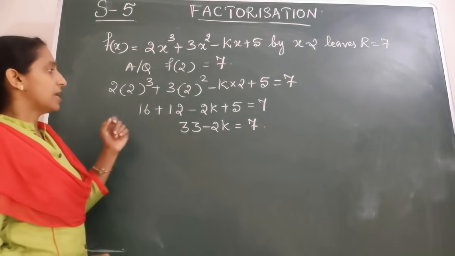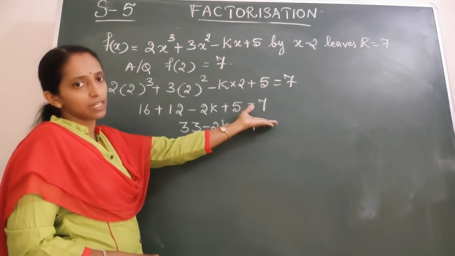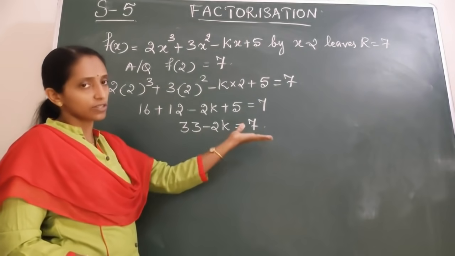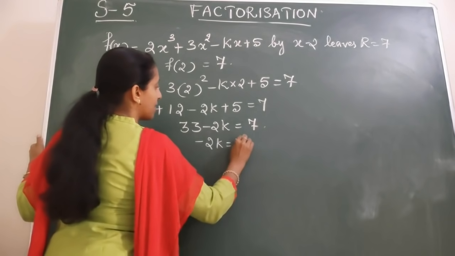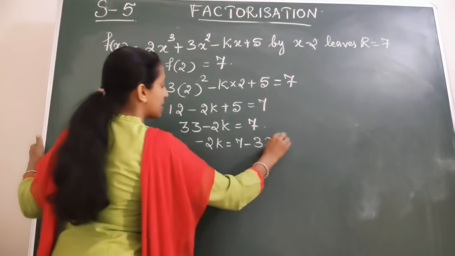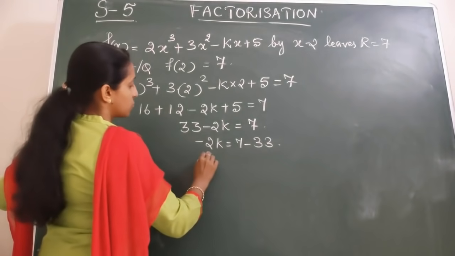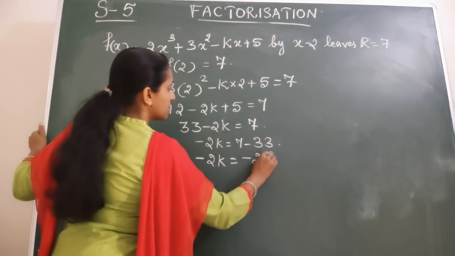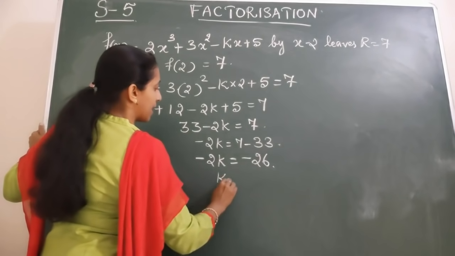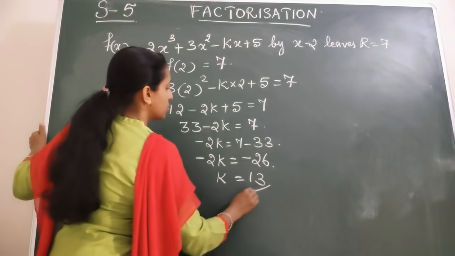What to do? Either you take minus 2k over there, or you will take the constant term over there. That means minus 2k equal to 7 minus 33. What is 7 minus 33? Minus 26. Minus 2k equal to minus 26 implies that k will be equal to 13.